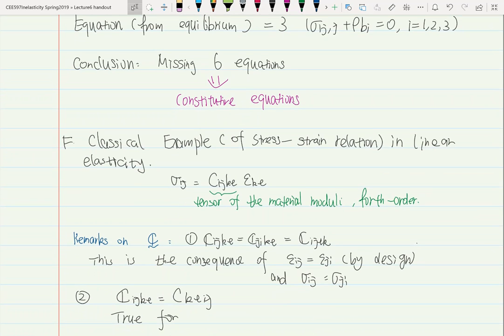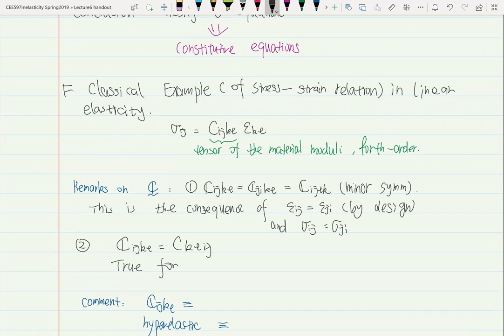Okay, and some remarks on this material moduli. First, Cijkl equals Cjikl equals Cijlk. So basically, I'm switching the order of the small indices here, which just means that it has the minor symmetry, okay? And why is that? Basically, it's just because your strain and your stress, both of them are symmetric, okay?